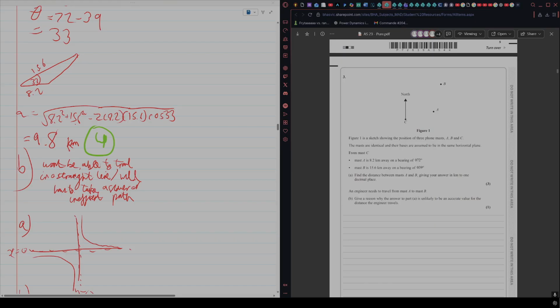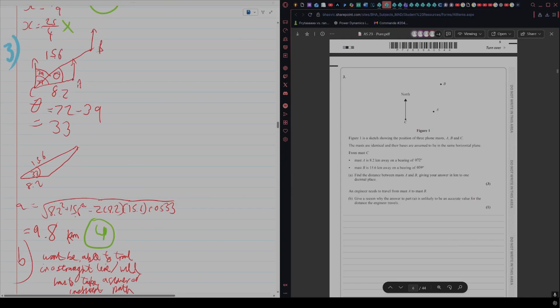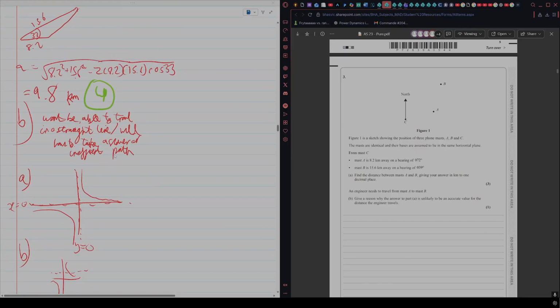And then part B asks you to say that the answer, this distance from A to B here, isn't accurate, because you just say that they can't take an exact straight line, otherwise that's not realistic. You have to take different paths. Because it's three phone masts, so it's going to be in some city where you can't just take a straight line.